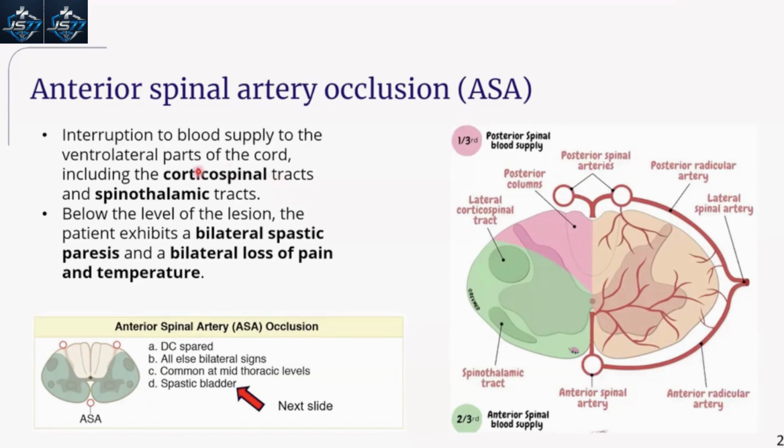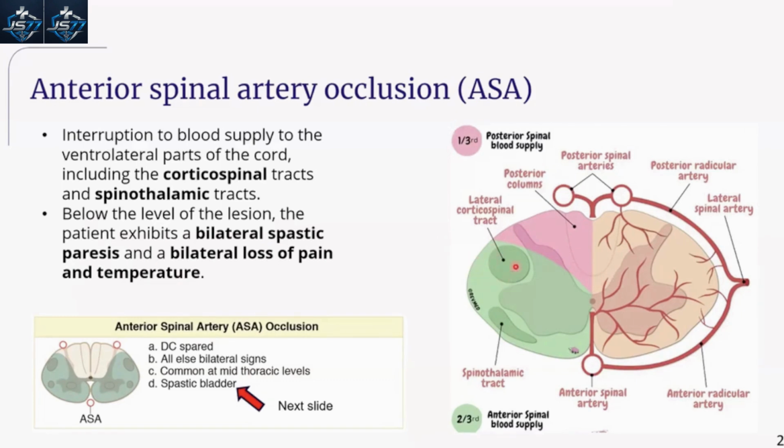Well, first of all, corticospinal tracts, and you'll see that as a theme as I go over other regions in the midbrain as well. Anything anterior is usually motor, anything posterior is usually sensory. So as you hear about the anterior spinal artery being affected, the first thing you want to think about is the corticospinal tract and the motor tracts being affected. Below the level of the lesion, the patient exhibits bilateral spastic paresis and bilateral loss of pain and temperature as well. Why pain and temperature?